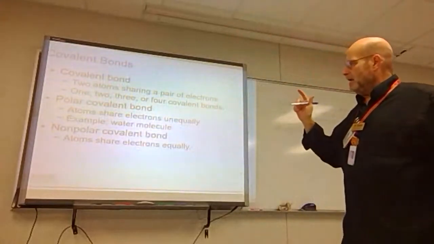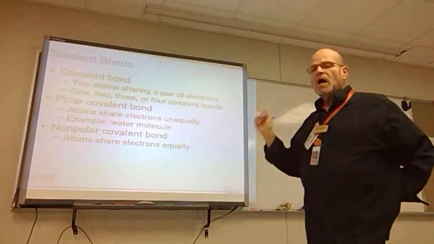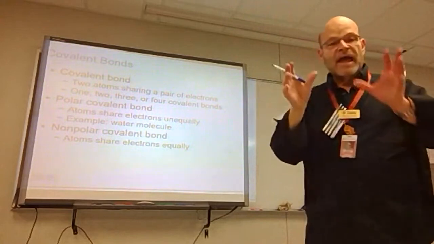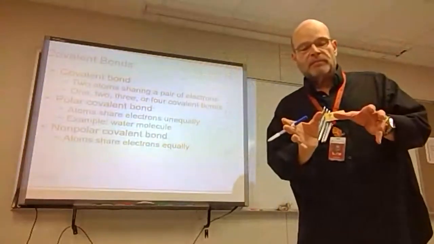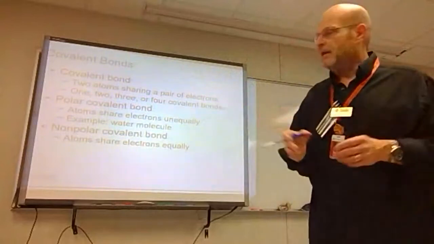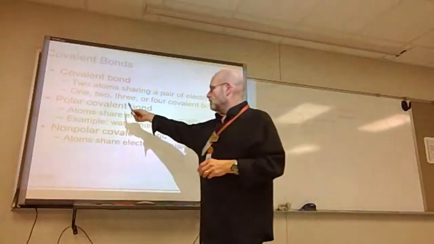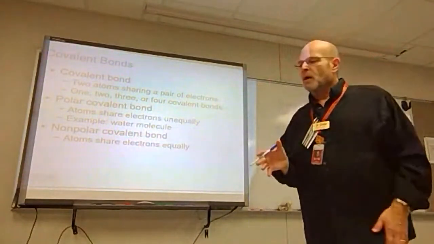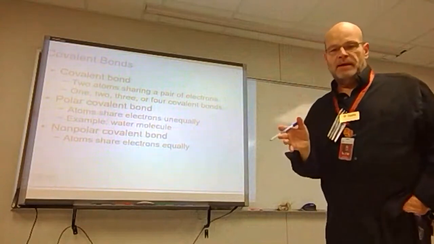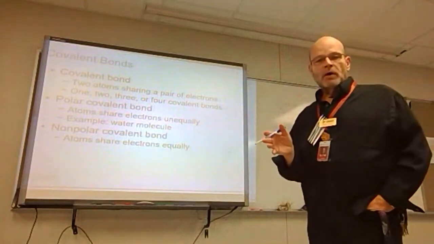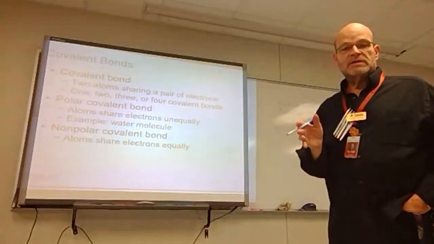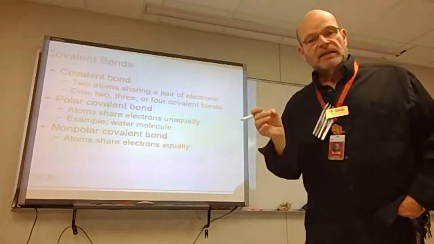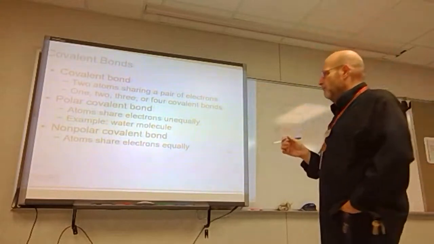But if the pairing is unequal, or the sharing is unequal, then there is that separation of charges. One end is going to be slightly positive, the other end slightly negative. A marvelous example of a polar covalent bond is the bond that holds water molecules together. Water is a polar compound. And we'll talk in a few minutes about water and its unique characteristics. One of its unique characteristics is the fact that it has this particular type of bond form.